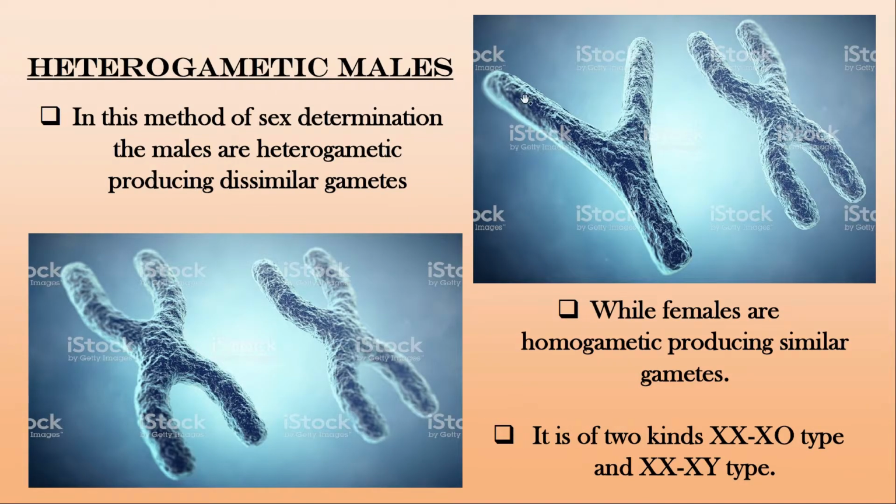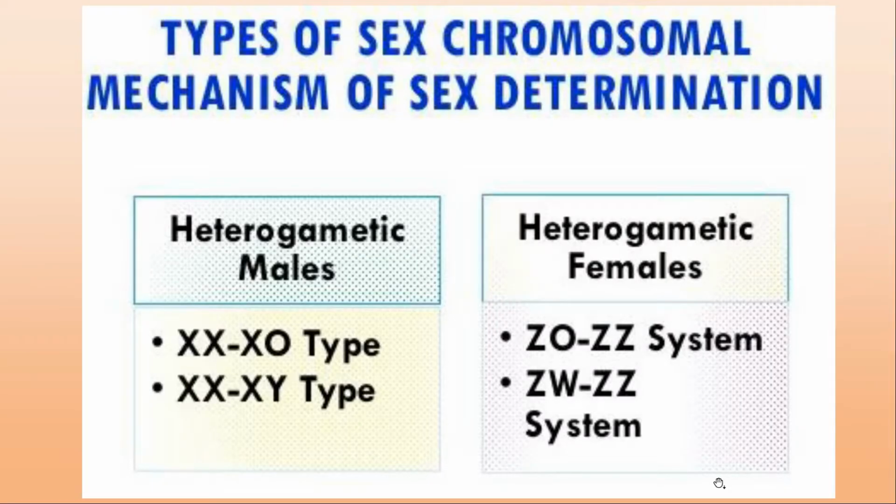So heterogametic males. In this method of sex determination, the males are heterogametic and produce dissimilar gametes, while the females are homogametic and produce similar gametes. So it is again of two kinds. It can be XX-XO type or XX-XY type. Types of sex chromosomal mechanism of sex determination.